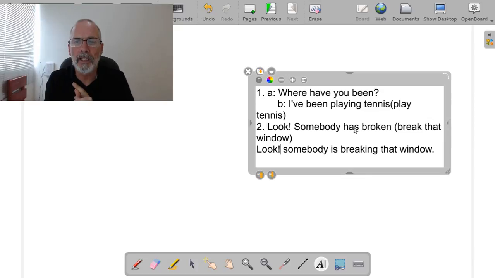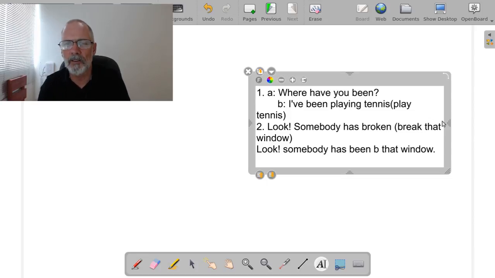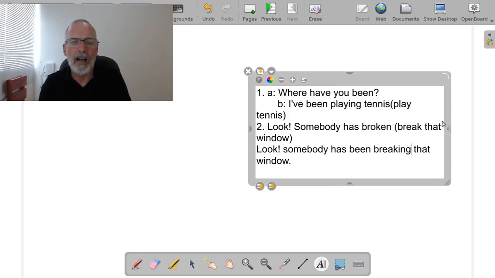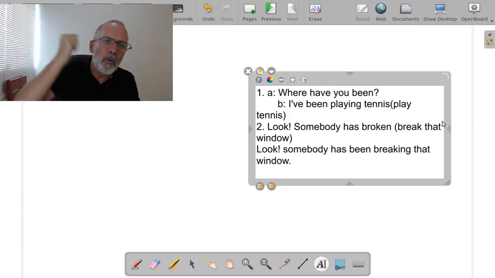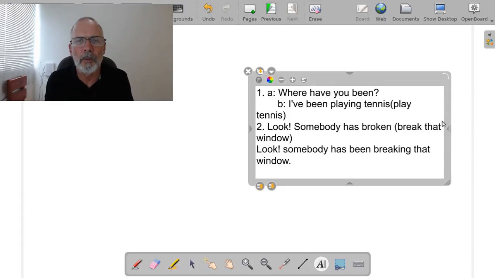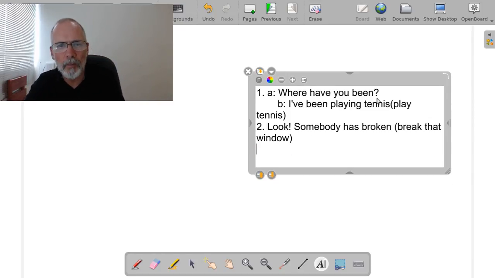The window is broken. Sorry, actually the other alternative is somebody has been breaking that window. Yeah, that isn't really possible. We wouldn't say that. The other one I just put was in the present continuous. If somebody has been breaking that window, it would mean they spent some time breaking the window. And that doesn't happen, because if you break a window, it just breaks. So that one had to be in the present perfect simple.